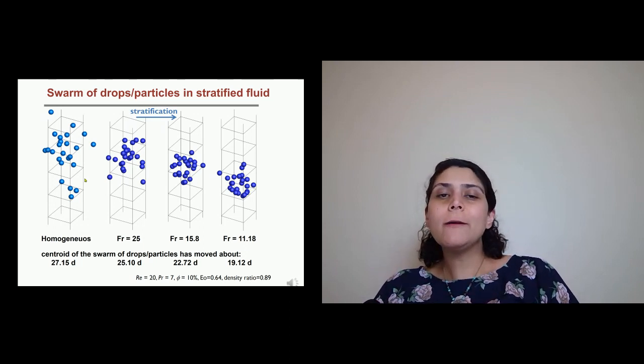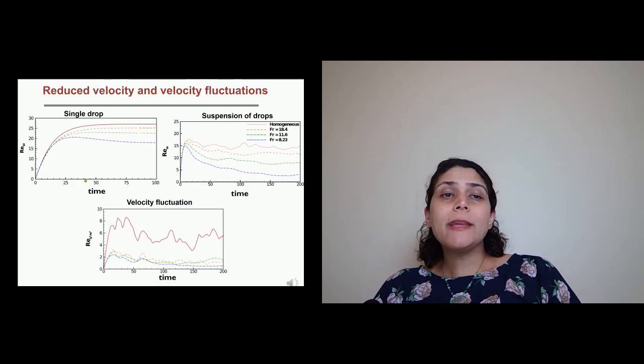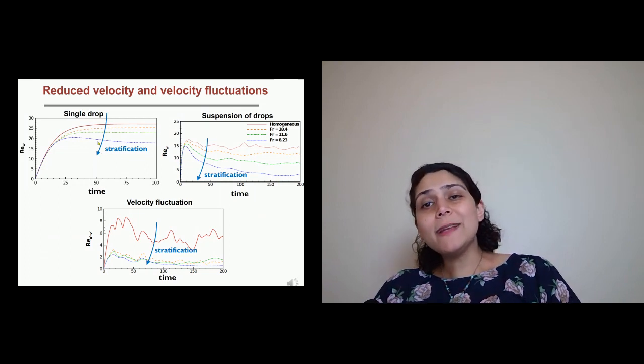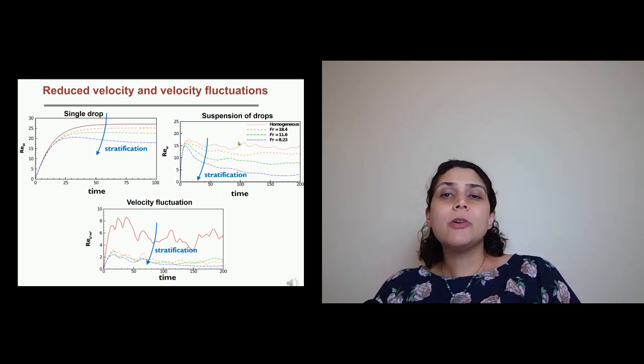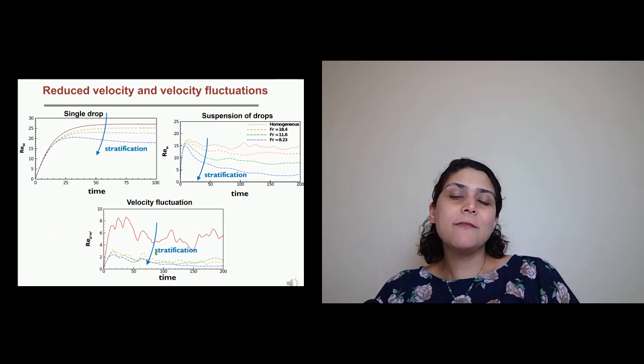The slowed down motion can be quantified by looking at the Reynolds number, and this stratification reduces the rising Reynolds number for a single drop as well as a suspension of drops, but is much more effective in reducing the rising motion for a suspension. And the velocity fluctuations are also suppressed because the stratification suppresses the vertical motion of the fluid.